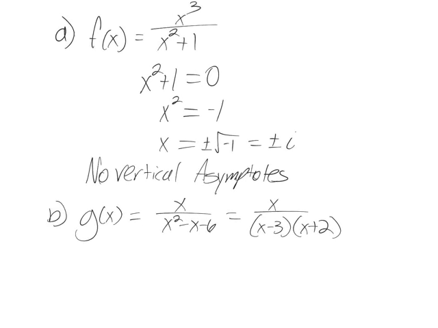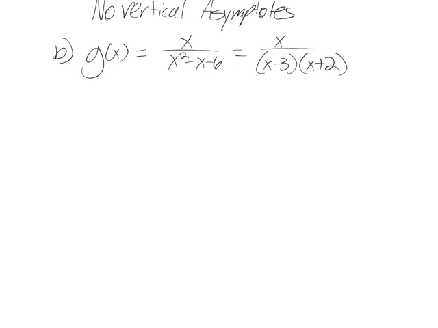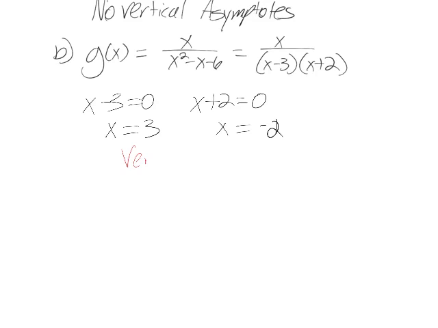So there are no common factors to cancel. We still check that. And that means we set each piece equal to 0. About the only difference here is that I'm not using not equal to, because I do actually want the equation x equals 3 and x equals negative 2. Those are our vertical asymptotes for this problem.